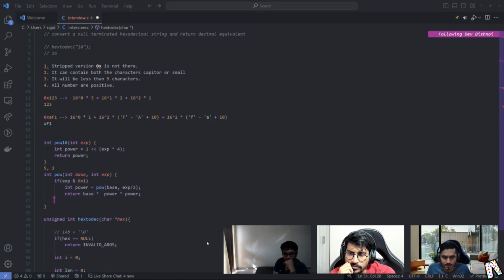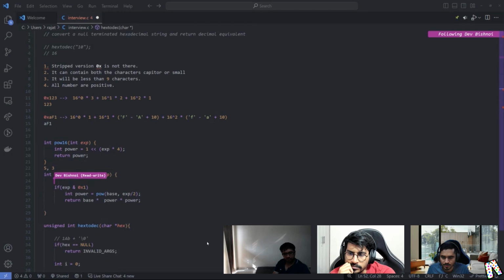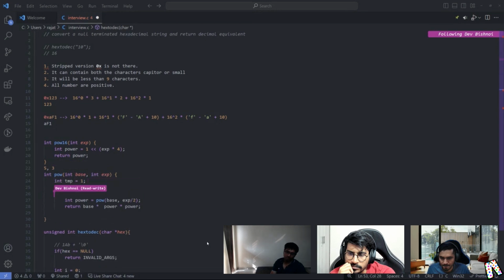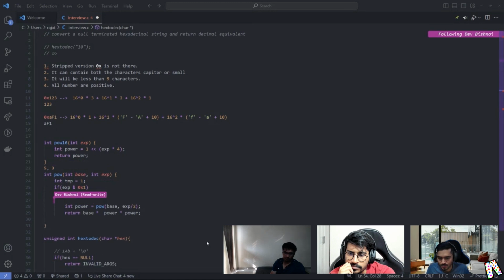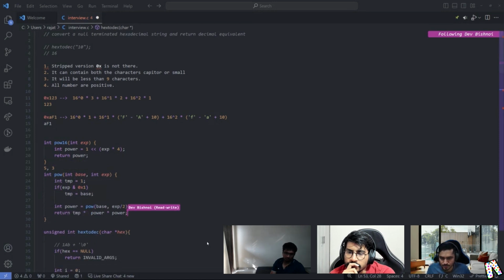Otherwise, exponent 3 by 2 is 1 anyway, so I don't have to take care of 1 explicitly. Otherwise, what I can do here is int tmp, which is 1 initially. If odd, tmp is equal to base. So whatever power I have returned, I can multiply with just temp. I think this is what it should be.